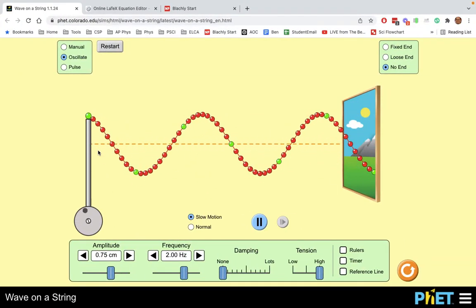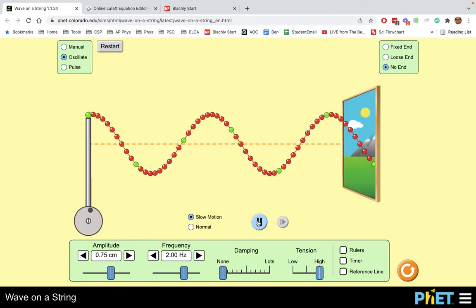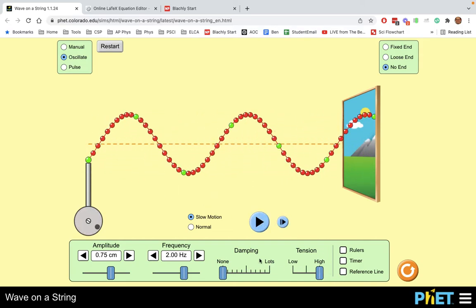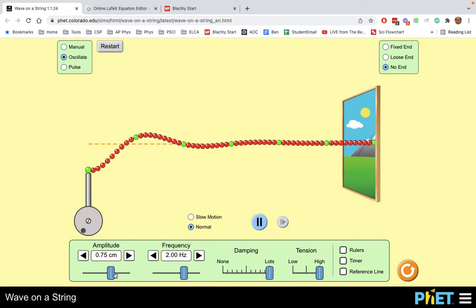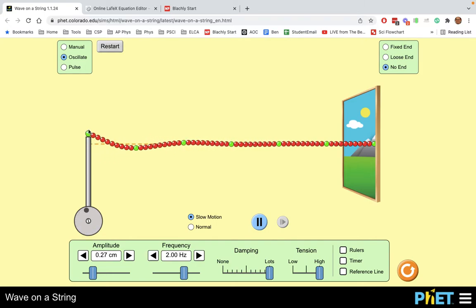So the amplitude is how far this is moved from equilibrium. So if I were to pause this and actually make it completely stop, I'm going to make the amplitude 0. Okay, so this thing is not moving up and down. We are not displacing this from equilibrium. Okay, so if I make the amplitude small, you can see there are small displacements from equilibrium.